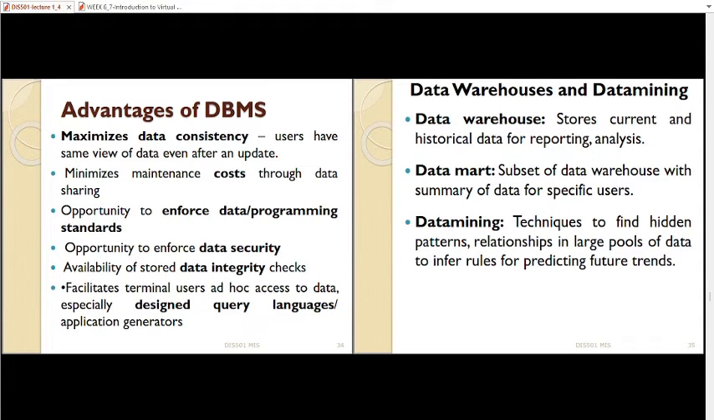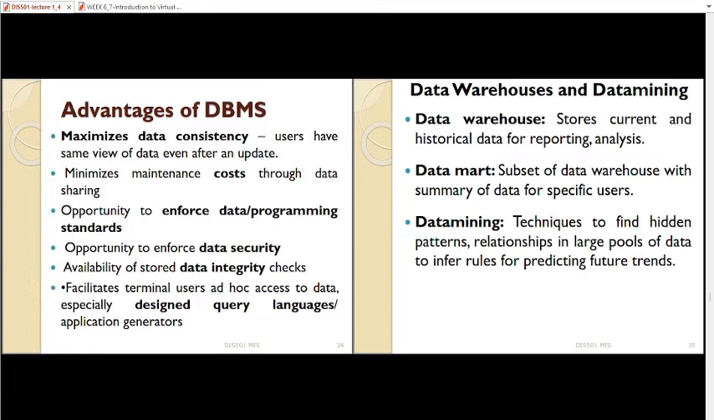Opportunity also to enforce data or programming standards, and also we have enforced data security, because if it is in a single location, we can ensure it is secured from that single point. But if we have data scattered all over different points, every department storing its own data, then we can have integrity issues and also security issues. We have data warehousing and data mining.